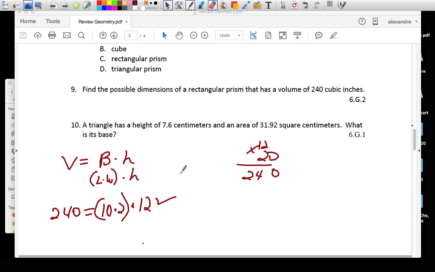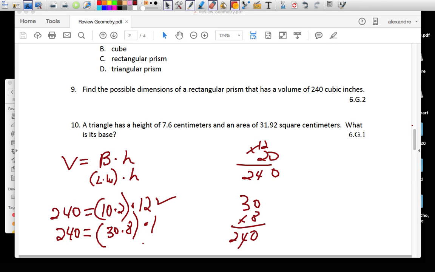Okay, so you can give another one. Let's see. Another thing that would give me 240. Okay, how about 30 times 80? No, not 30 times 80. Let me take that back. 30 times 8 is 240, and then a height of 1, a very flat thing. Okay, and 30 times 8, just to confirm, 240. So that would also give you a volume of 240. So those two examples.